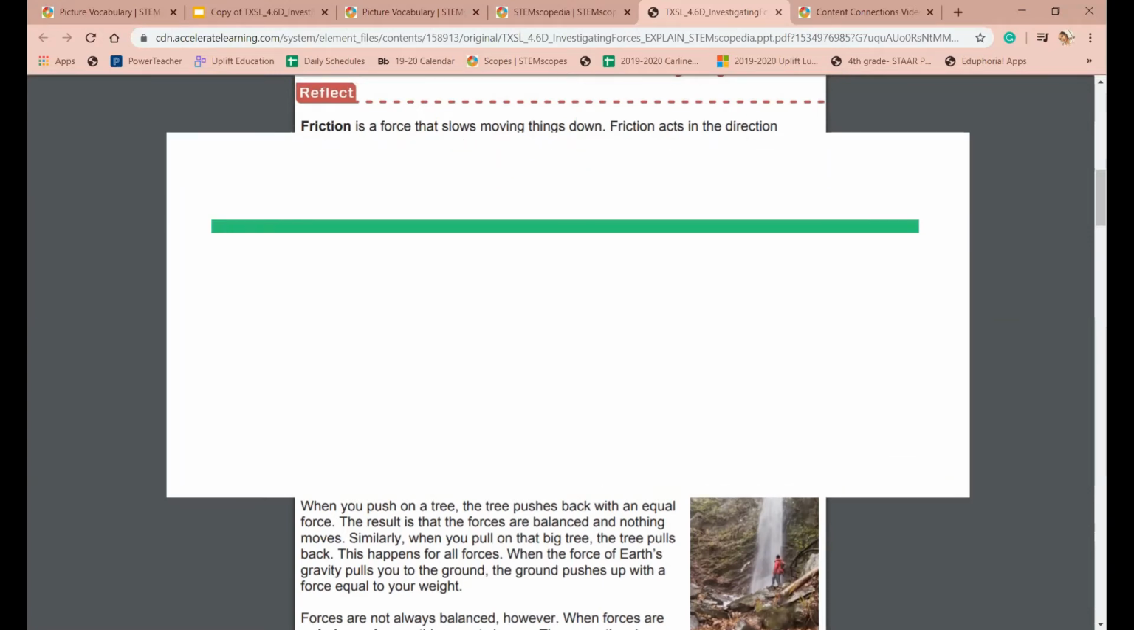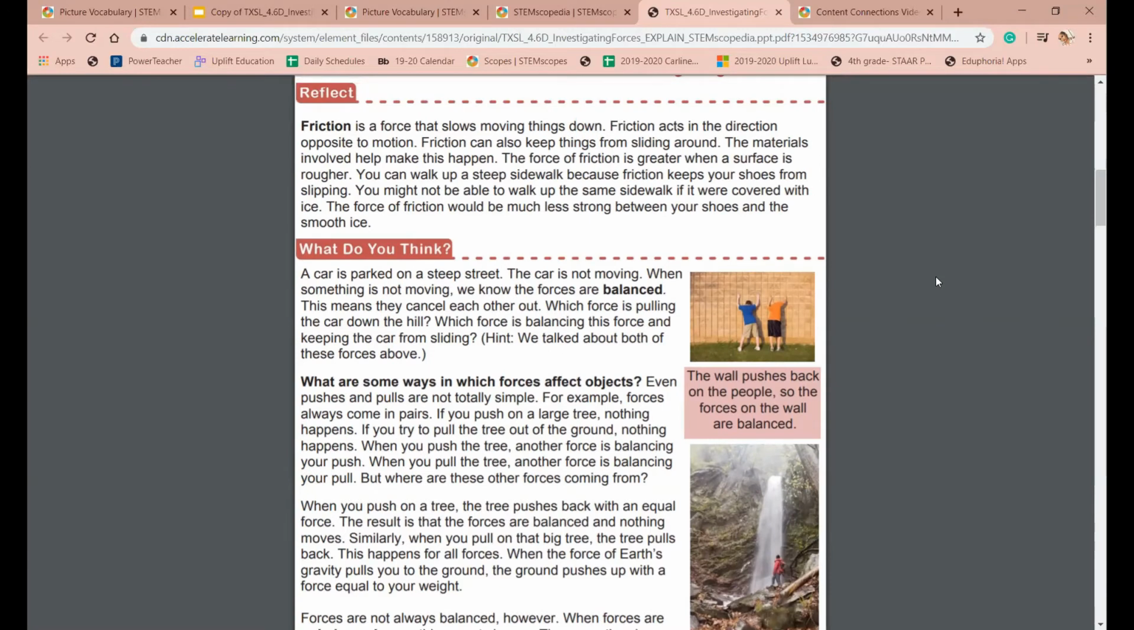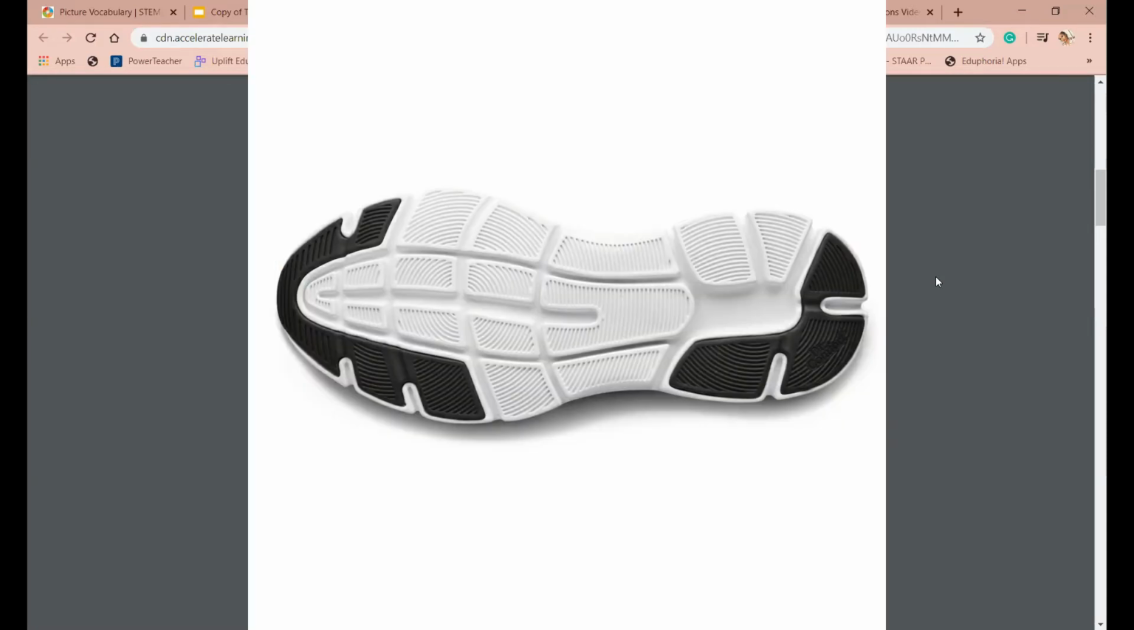Are there any elements that your shoes may have that create friction? If you're not sure, maybe go grab the bottom of a tennis shoe or something right now and just turn it upside down. Tell me what the bottom looks like. Okay, I'm hearing a lot of different things. Some people's have ridges. Some people maybe have picked up a cleat. There's little spikes sticking out. But basically the main thing that the bottom of everybody's shoe should have in common is that there is some kind of texture on the bottom of your shoe.